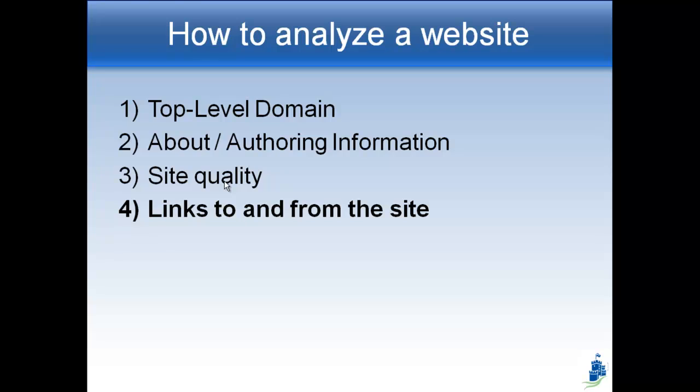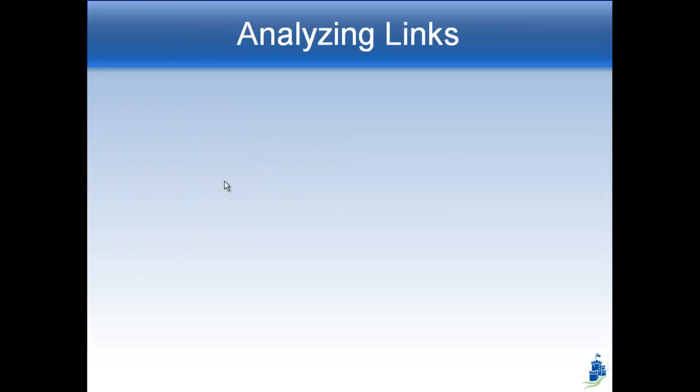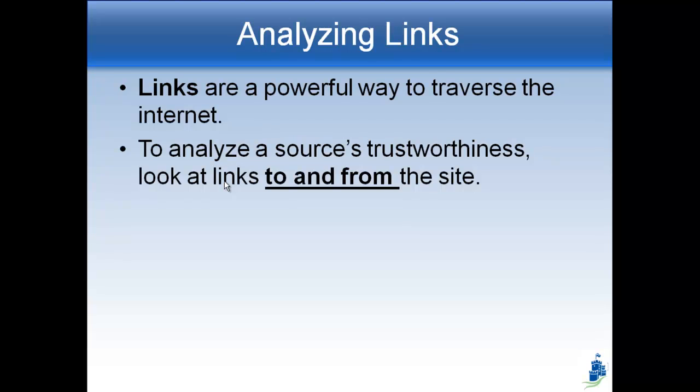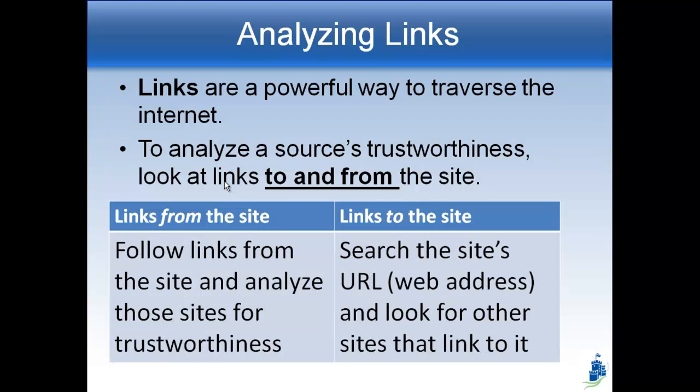All right, and the last one, this is a really important one, is links to and from the site. Well, one of the most important things that the internet has are these links. You can click on them and they take you to another place in the internet. And they're a really powerful way to traverse the internet to get across from page to page. But in order to analyze the source's trustworthiness, we need to look at some of those links. We can look at links to the site. In other words, we can look at people who are linking to the site we're reading. Or we can look at links from the site. We can look at the links within the page that we're reading and see where that takes us to other places.